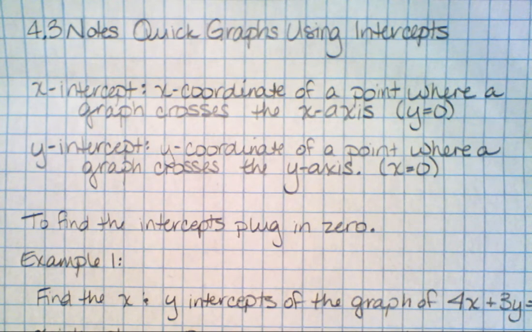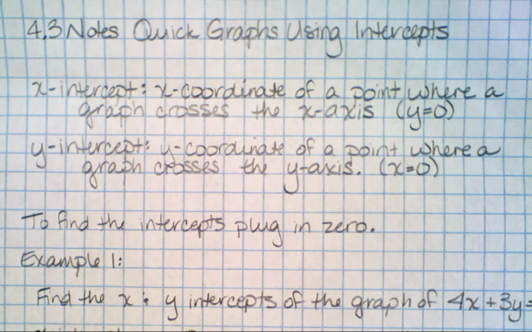Today's lesson is on 4.3, making graphs using intercepts. Before we can make the graphs using those intercepts, we have to know what they are. So we have the definition here of the x-intercept. The x-intercept is the x-coordinate of a point where the graph crosses the x-axis.